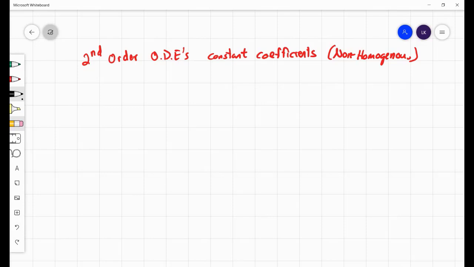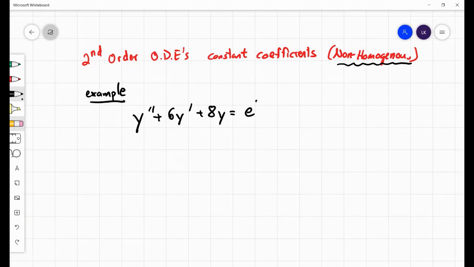So an example of this might be, and that's equal, and since we want non-homogeneous, that means the right-hand side is no longer 0. It's just some function of x. g of x is non-zero.